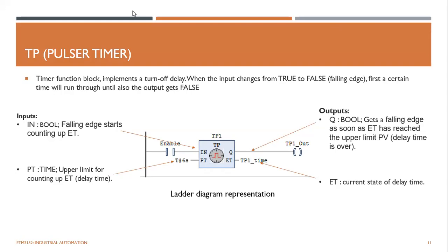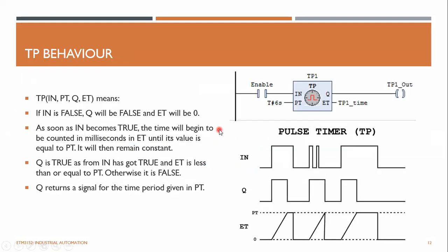Okay, everyone. Now this is the final timer type, which is the pulse timer, the TP timer. Here we have the same parameters: the enable pin, the preset time, the elapsed time, as well as the output in Boolean type. So the TP timer is represented as the TP function block. This is how it works.